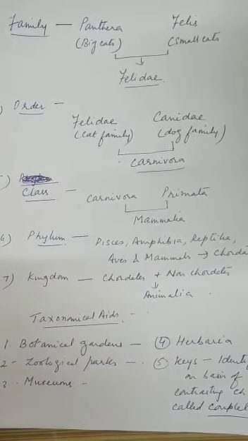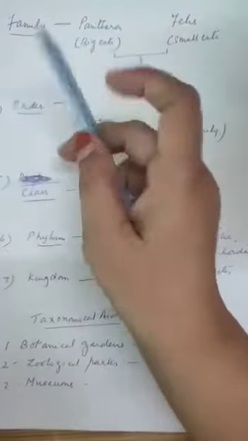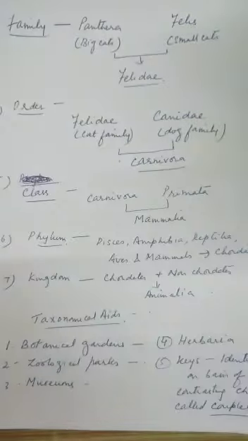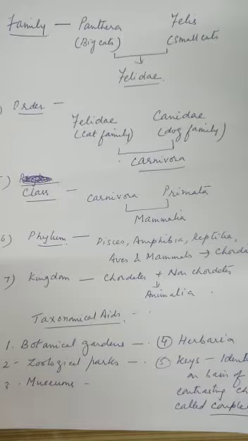So now next we come to the hierarchy that is called family. So family is a category which contains one or more related genera. All the genera of a family will have some common features or correlated characters.